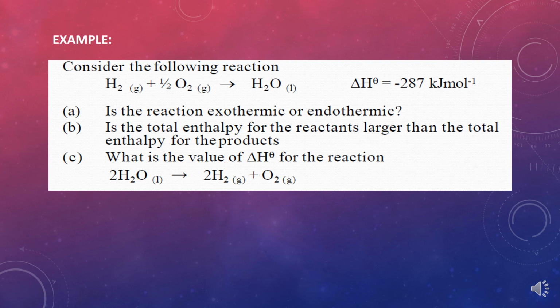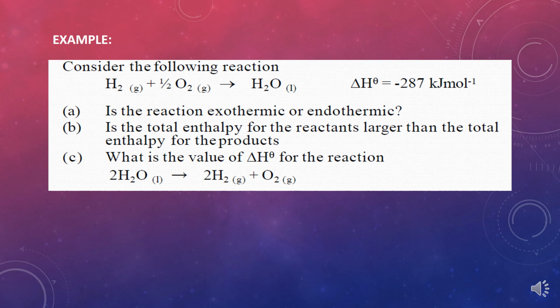The reaction is exothermic reaction. This is because the value of standard enthalpy change is negative. B. Is the total enthalpy for the reactants larger than the total enthalpy for the products? The answer is yes. It is an exothermic reaction. Reactants have more energy than the products, so it will release the energy to products.